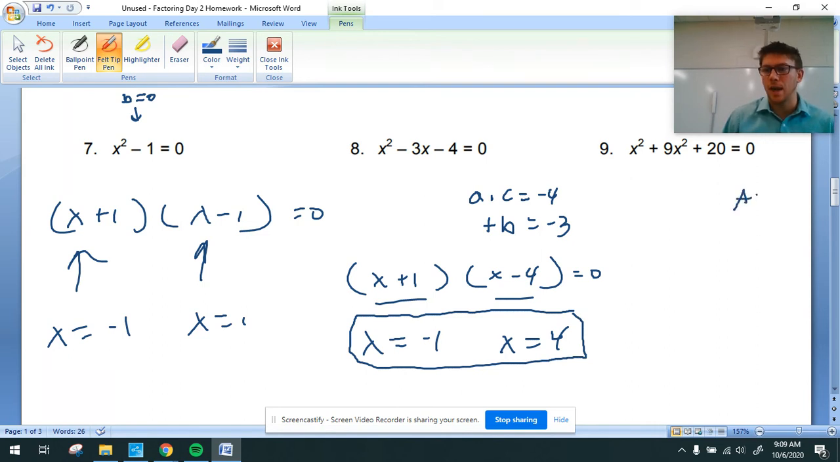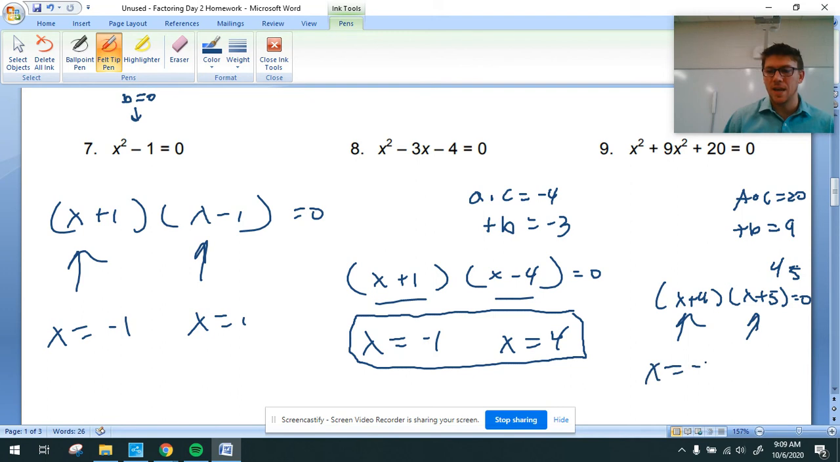And the last one, a times c is 20. It's got to add to b, which is 9. Hopefully you guys see that it's 4 and also 5 are our two numbers. x plus 4, x plus 5 equals 0. Two solutions, negative 4, negative 5.